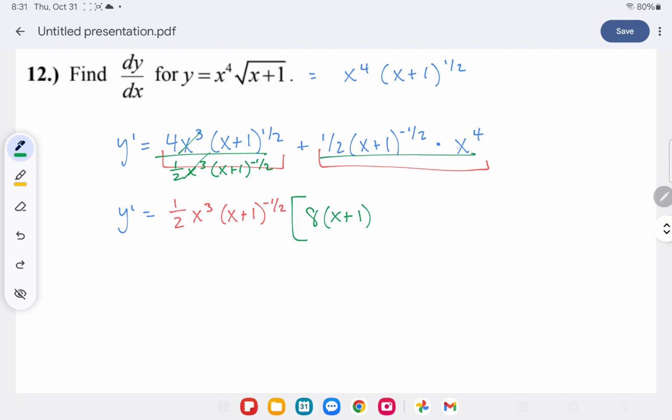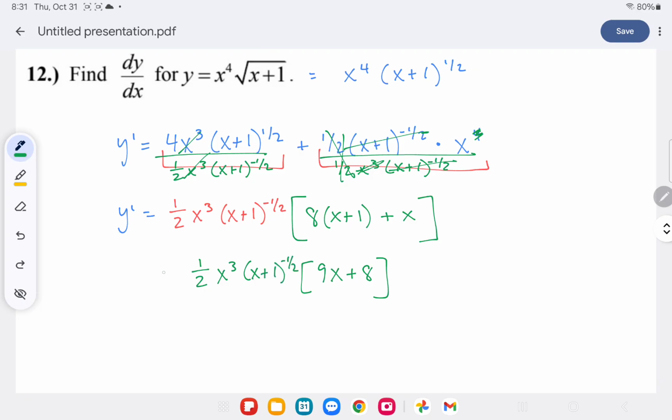Now we're going to do the same thing over here. We're going to divide by all that. We're going to divide by 1/2 x cubed, x plus 1 to the negative 1/2. The 1/2s cancel. These cancel. And then x cubed cancels out 4 of those. So we just have an x left right there. So I have 9x plus 8 times this 1/2 x cubed times x plus 1 to the negative 1/2.